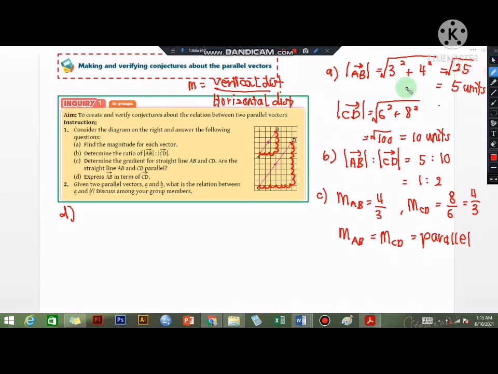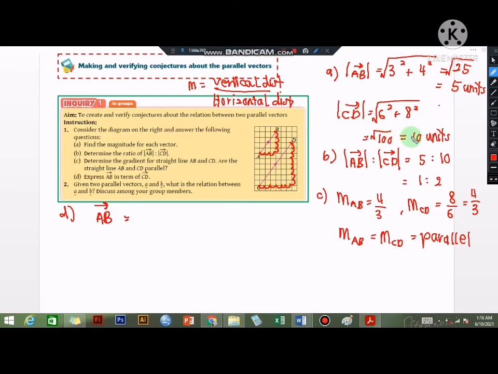Okay, now class, let's look at D. Express vector AB in terms of vector CD. Look at this one. Vector AB, look at the magnitude. The calculation we already did in A. Vector AB is equal to CD. How many CD? AB is 5 units, and then CD is 10 units.